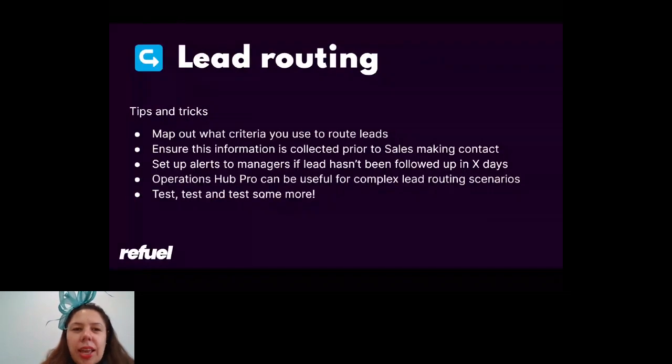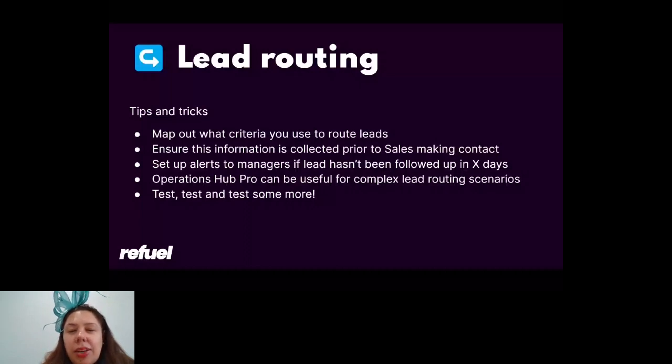So some of the tips and tricks: mapping out the criteria that you're going to use to route the leads is really important. Make sure you understand what information you want to use to route the leads. For example, you might have sales teams who service different regions of Australia. In which case, we need to capture the postcode or the state on any inbound leads, so we know who can follow up the lead once they're ready to be contacted by sales. Then ensure that information is collected prior to sales making contact, so that when you make those workflows, you've actually got that information sitting there.